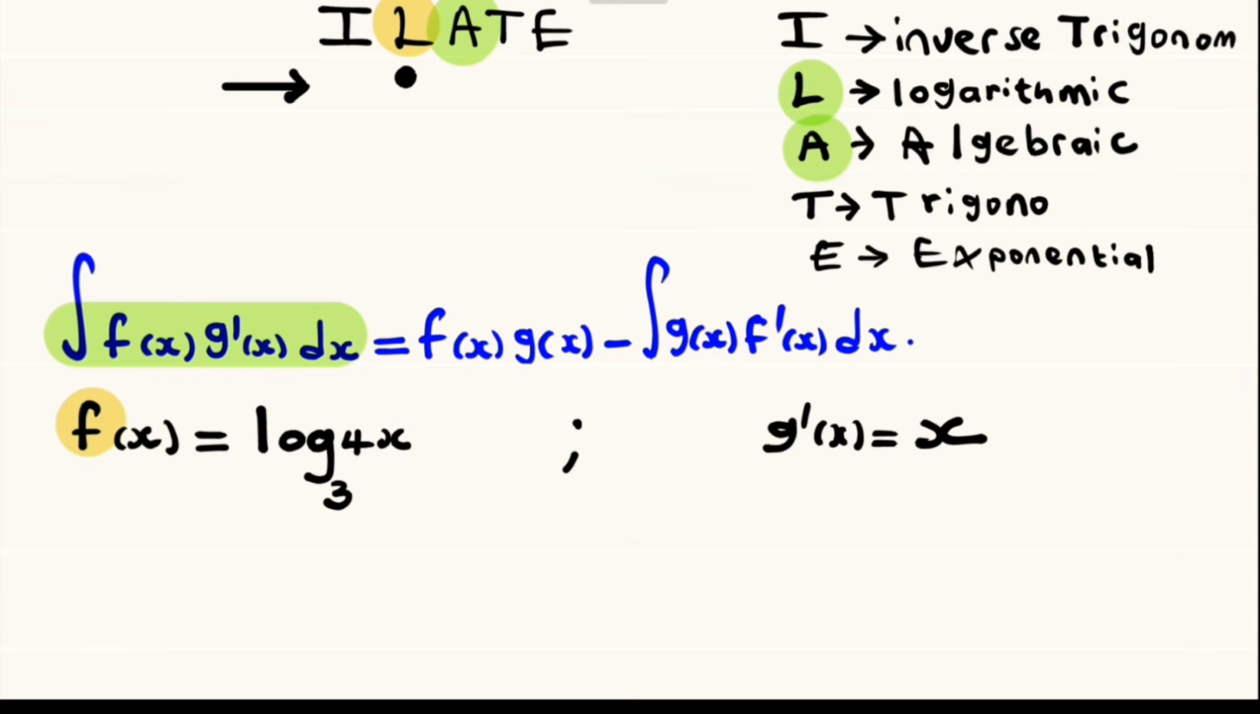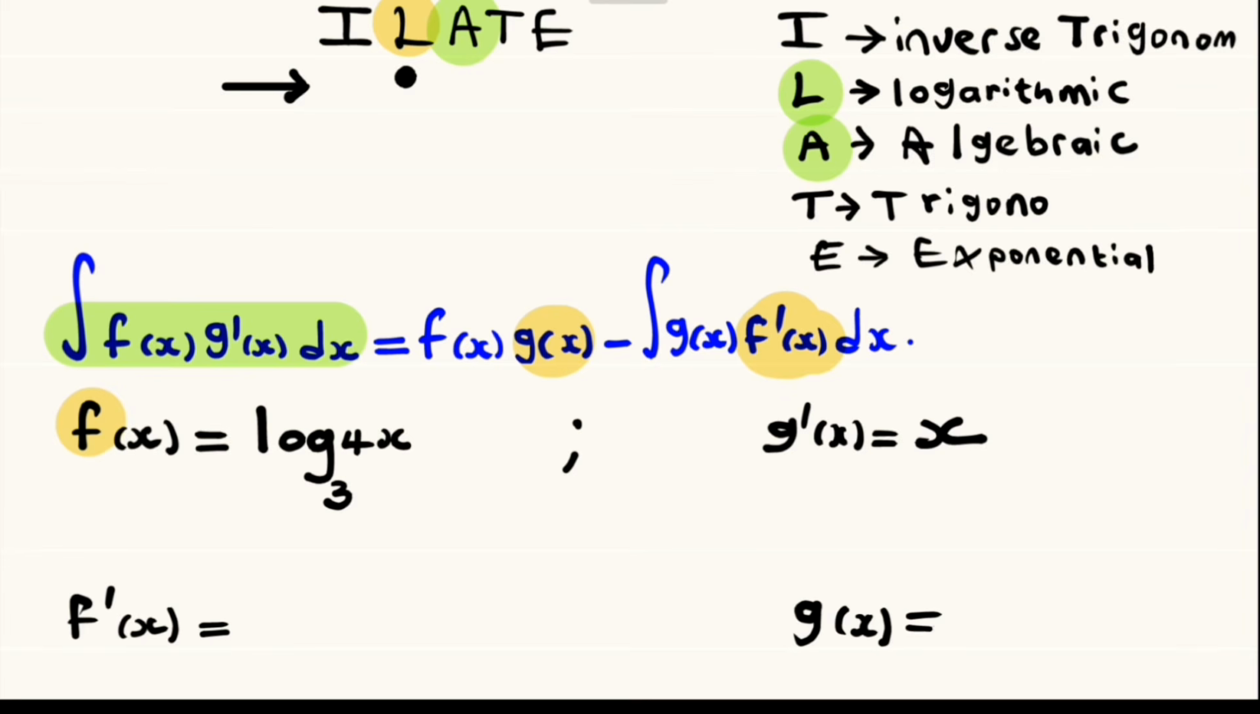So the formula for integration by parts has f prime of x. To determine that f prime of x, we have to differentiate the f of x. So the derivative of the f of x is the f prime of x, and the formula for integration by parts has g of x, and we only have g prime of x. To determine the g of x, we integrate the g prime of x to get the g of x.